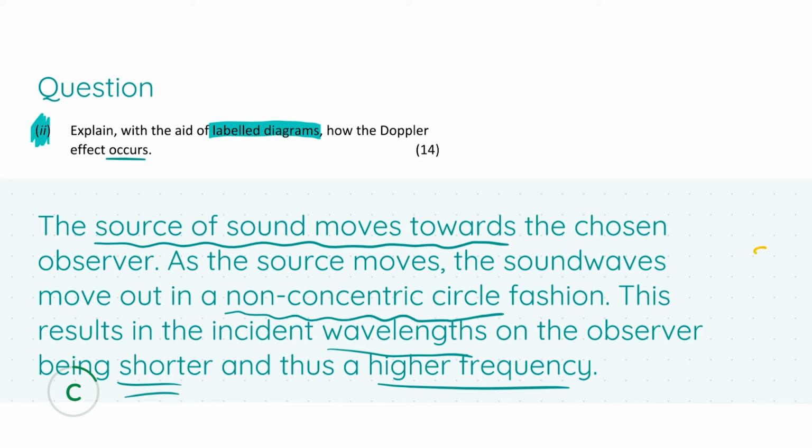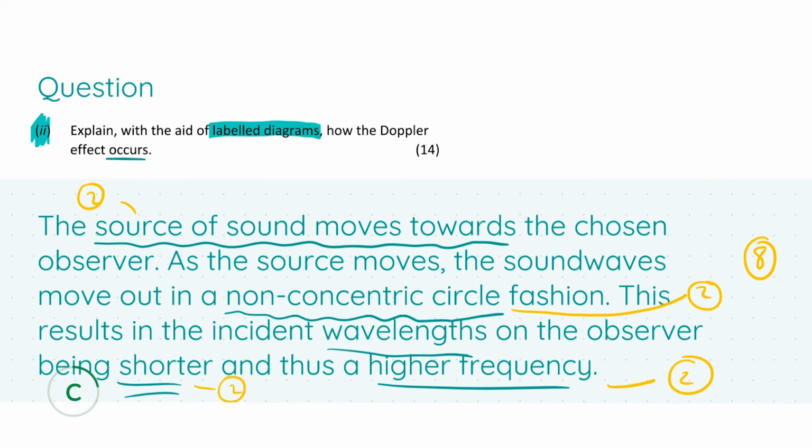There was a breakdown of 8 total marks for this question, separated as follows. You got 2 marks for including each key point, and there were 4 key points. One was that the source of the sound moves towards the observer. Another was that there was a non-concentric circle pattern, which is how the waves were spreading out. As well as this, we need to include that the wavelengths got shorter, and ultimately that resulted in a higher frequency.